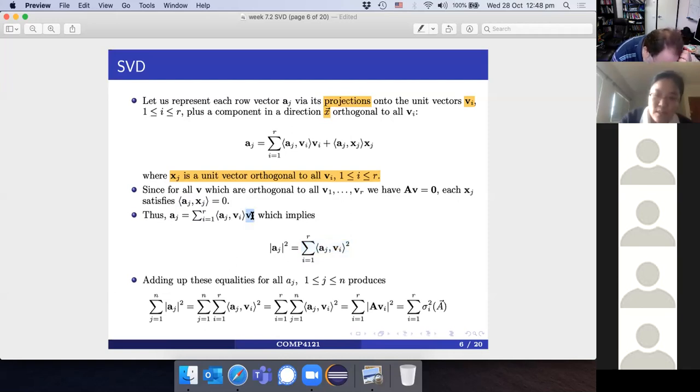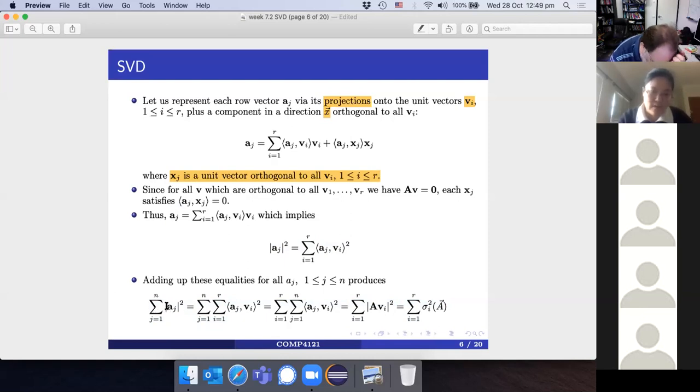Because the VIs are all unit vectors, all of the lengths are 1, so we get this equation. But this is just for an arbitrary row vector in matrix A. So if we add up all of the row vectors in A, we will get the following equation.